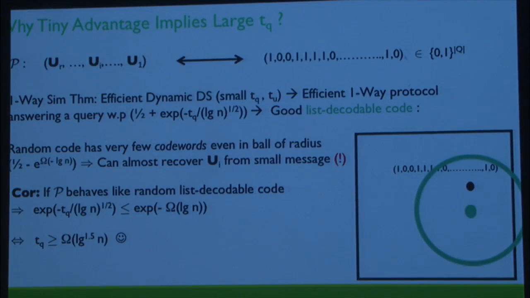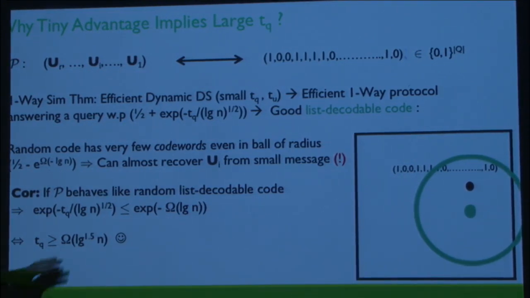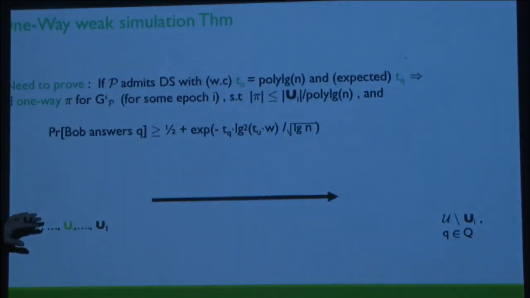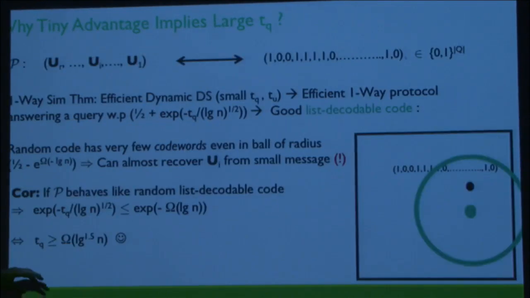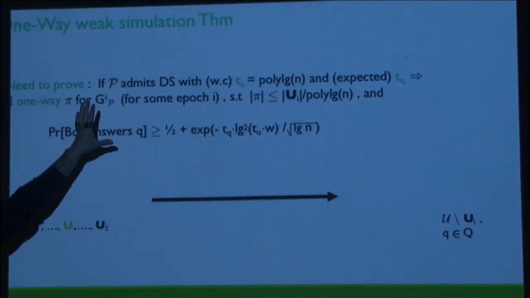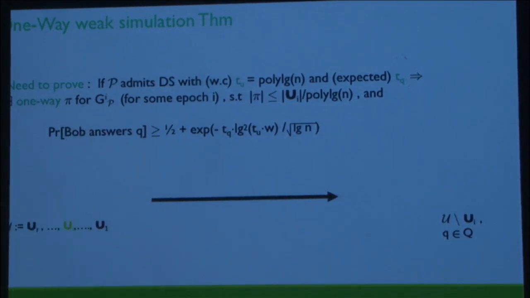Make sense? So where does the log n to the half come from? In the advantage. Okay, now do I have 5 minutes? So if you believe this theorem, this is the main result, then are you convinced that a log to the 1.5 lower bound follows?